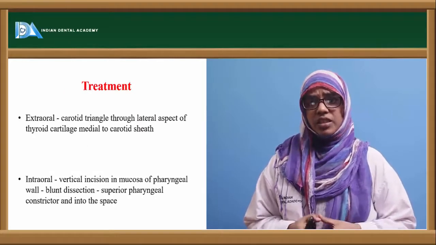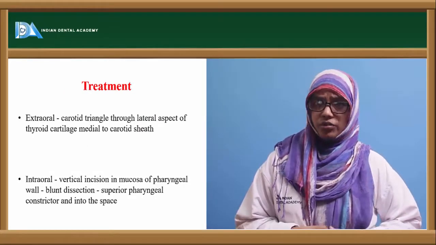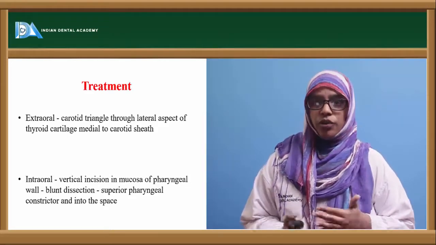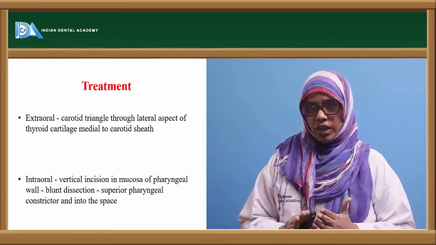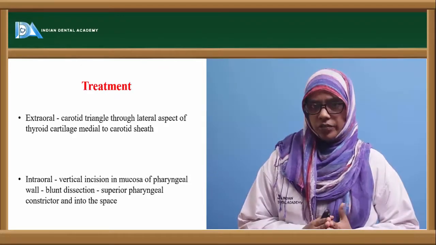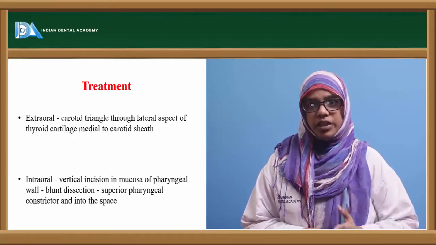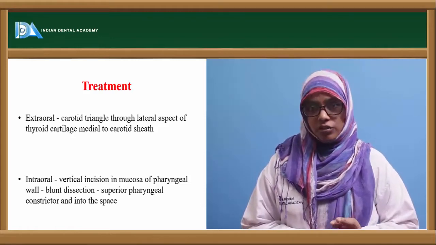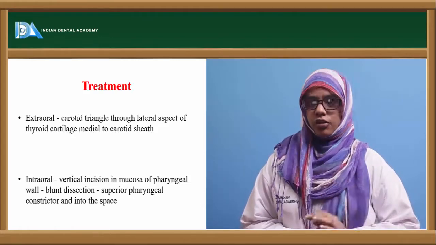Now treatment: you can drain it intraorally or extraorally. Extraorally, you can drain it through the carotid triangle approach, through the lateral aspect of the thyroid cartilage, medial to the carotid sheath. Intraorally, you can give a vertical incision in the mucosa of the pharyngeal wall, do a blunt dissection to the superior constrictor and then enter into the space.